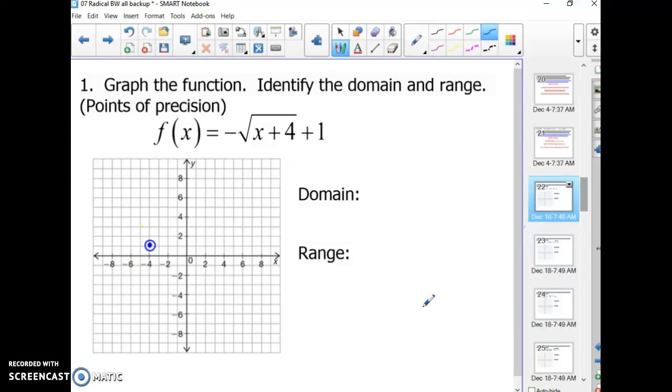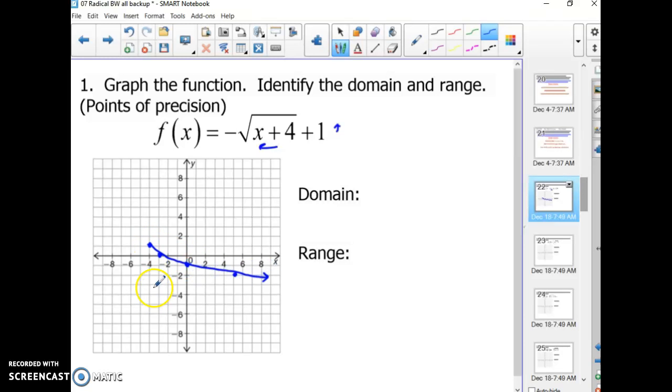So that's my start point, and then I reflect over the x-axis. That's what the negative does. So that goes this way, and that means it goes up, and then we do a reflection. So it goes through -4, +1. It goes through -3, 0. It goes through 0, -1. And then it's going to go through 5, -2. So that is the direction that I go.